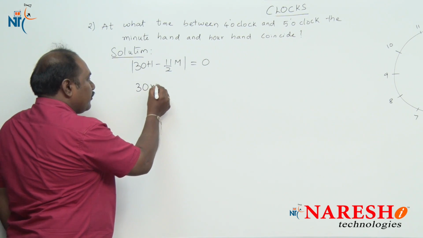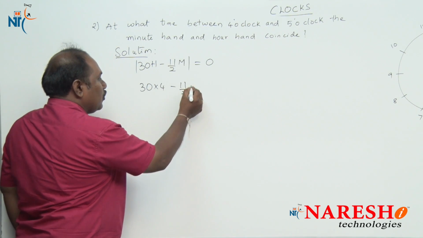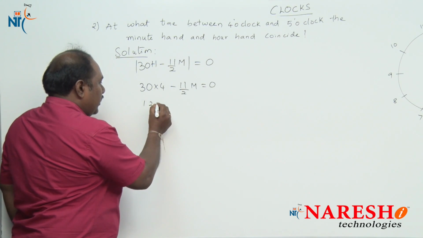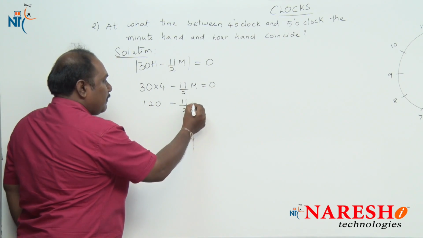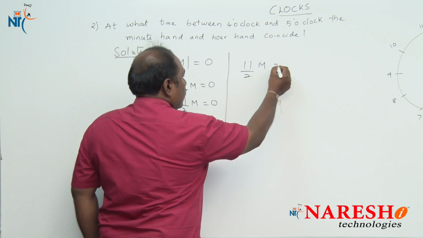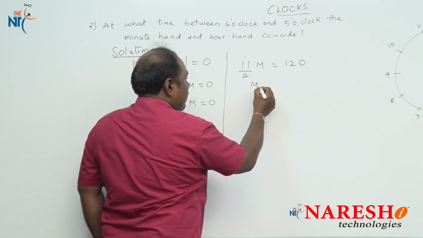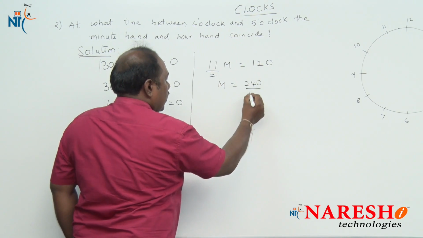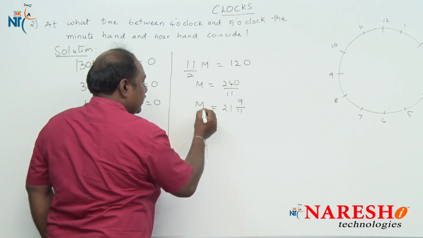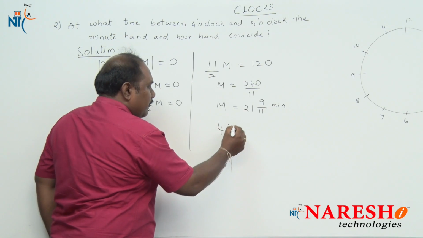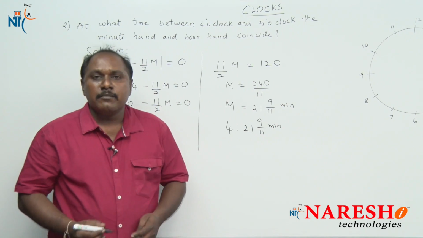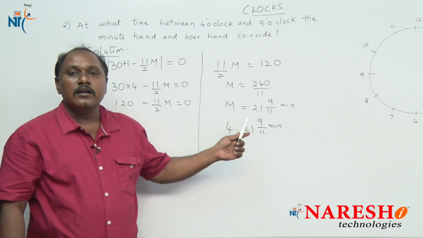So 30 into 4 minus 11 by 2 m is equal to 0. 120 minus 11 by 2 m equal to 0. 11 by 2 m equal to 120. m is equal to 240 by 11. Solving this, we get 21 9 by 11 minutes. So at 4:21 9 by 11 minutes, the minute hand and hour hand coincide.